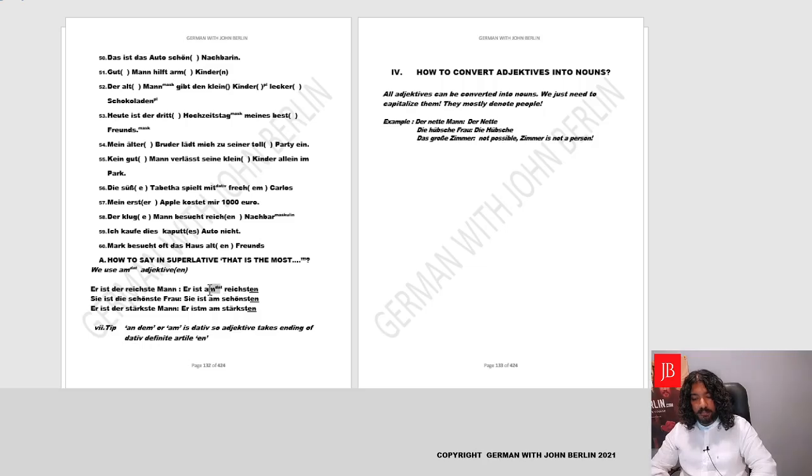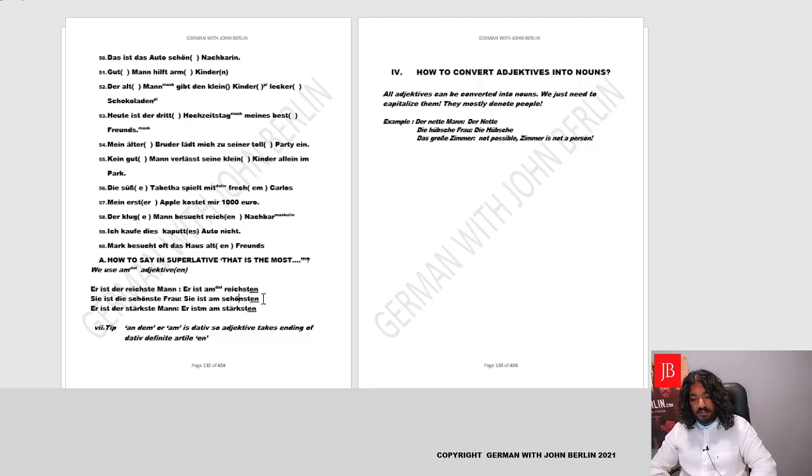Er ist am reichsten. Am is a preposition we'll learn in the future. It's made with an plus dem. Dem is dative, so it's dative. And basically, you'll write like this: reich, and then you'll end the adjective with en, since the dative endings are en. So it's basically an dem, which we write together as am. So it'll become he is the richest man, he is most rich. Er ist der reichste Mann, er ist am reichsten.